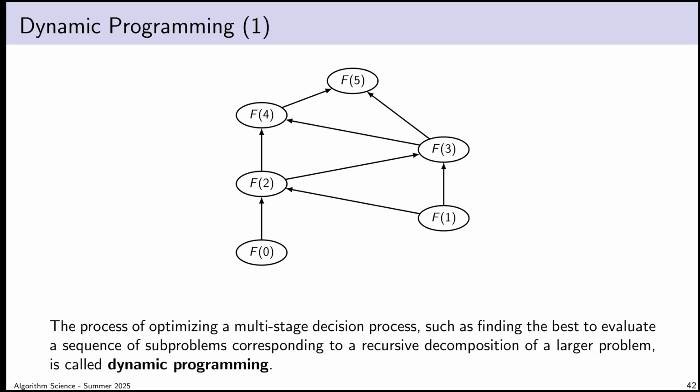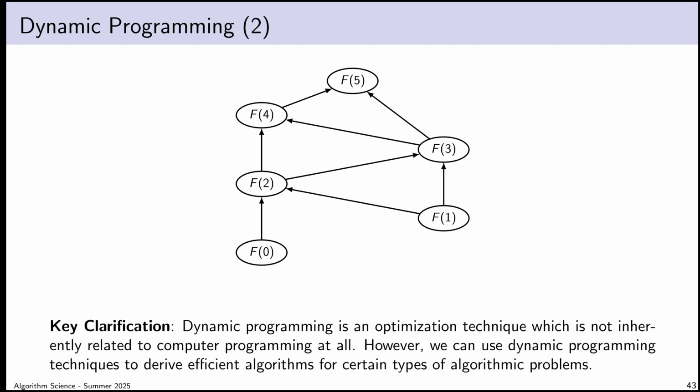The process of optimizing, so if instead of thinking about a linear function with linear constraints, the thing that we are optimizing is a multi-stage decision process, for example, finding the best way to evaluate a sequence of subproblems, so that is the modeling that we did earlier, that is called dynamic programming. And we think here of the word programming as meaning optimization. So think of it like dynamic optimization. Don't think the word programming means computer programming. And that's the key clarification.